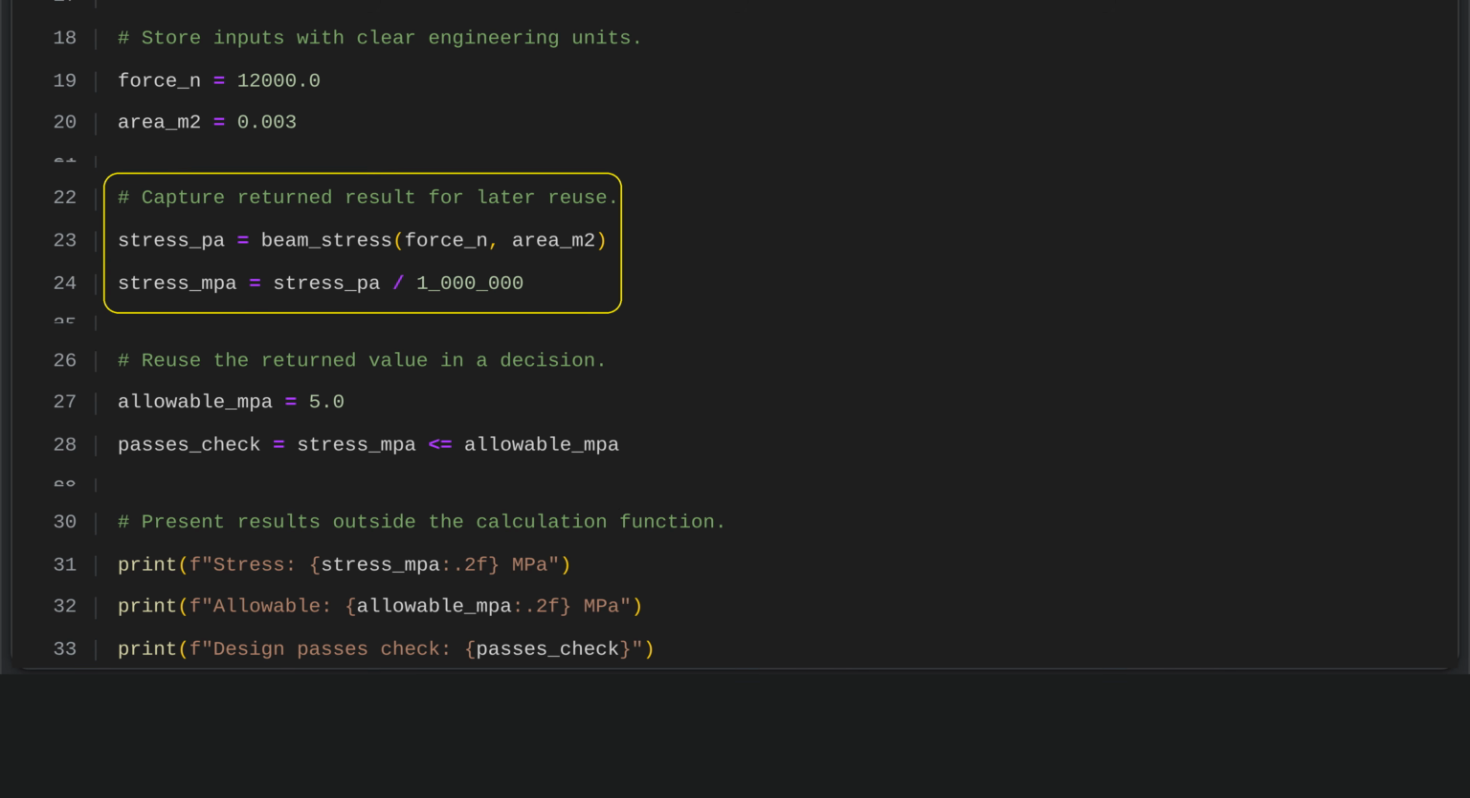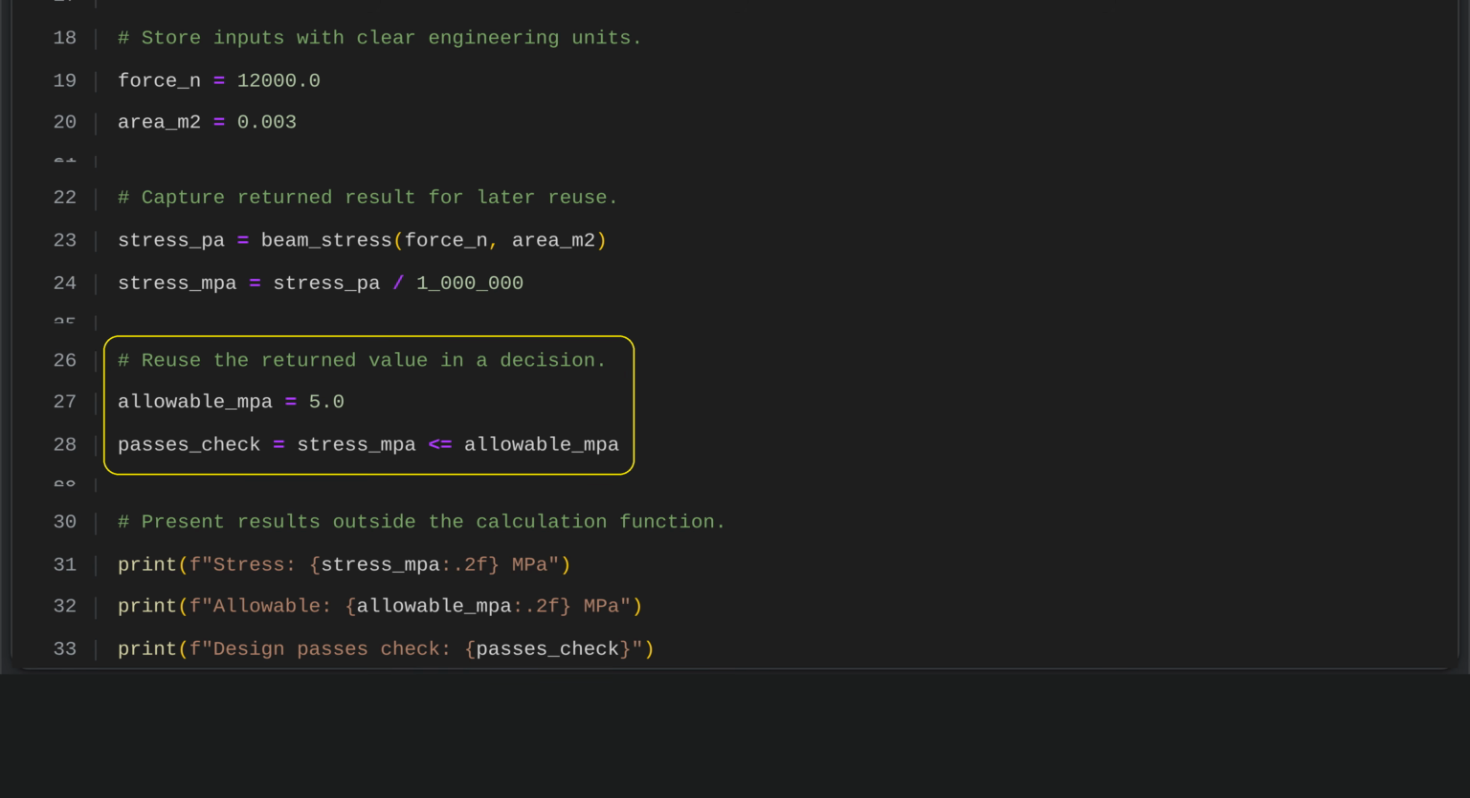The beam stress function takes the force in newtons and area in square meters to calculate stress in pascals. That stress is then converted to megapascals by dividing by 1 million, making it easier to compare with common engineering limits.